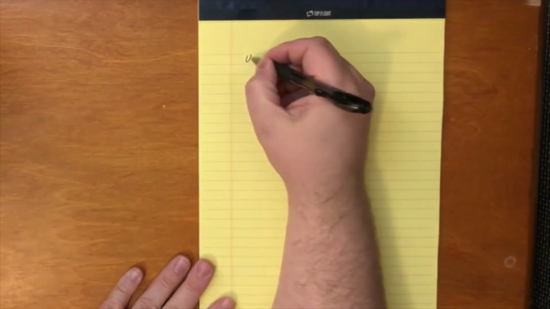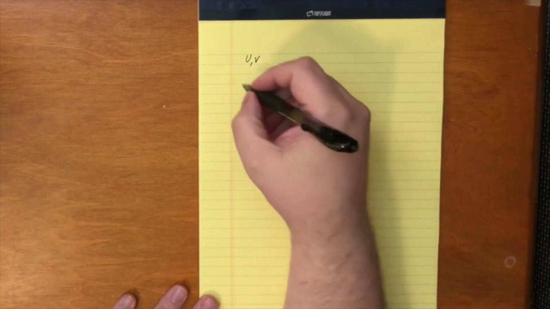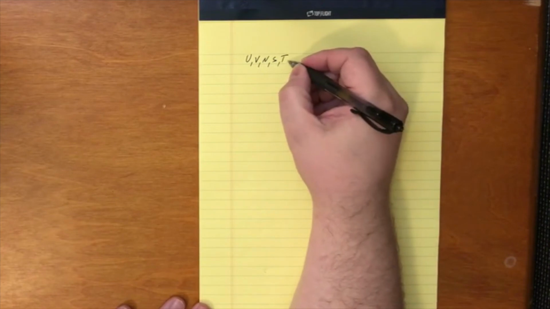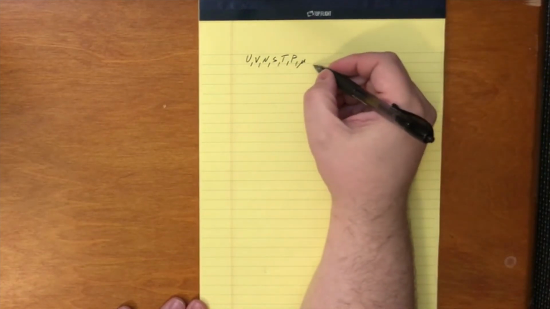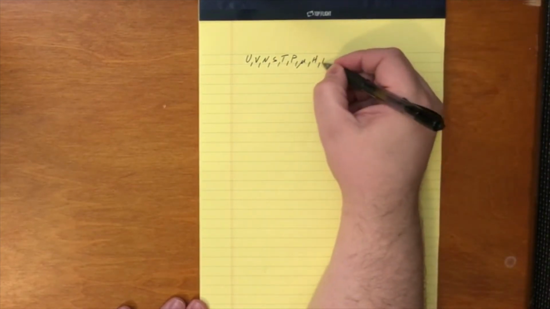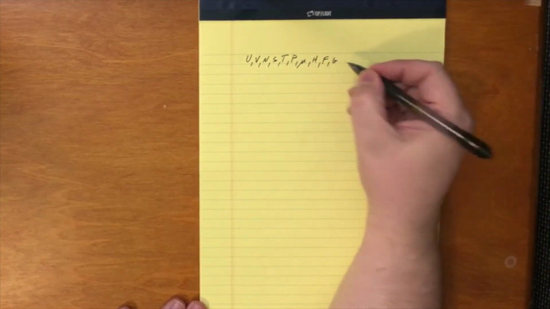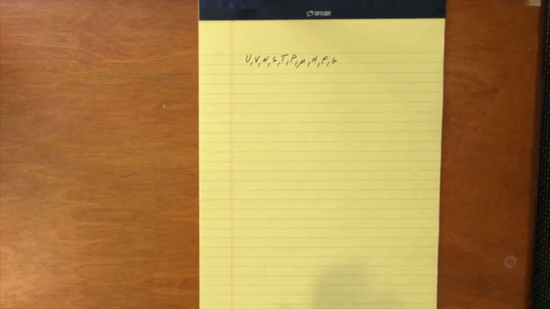Let's take a pause for a moment and introduce another concept. We've got a whole bunch of thermodynamic variables that we've talked about so far that are now sort of floating around. There's the thermal energy U, the volume of our system V, the number of particles in our system N, the total entropy of our system S, the temperature of our system T, the pressure of our system P, the chemical potential of our system of particles mu, the enthalpy of our system, the Helmholtz free energy of our system, the Gibbs free energy of our system. There's a whole bunch of different quantities.